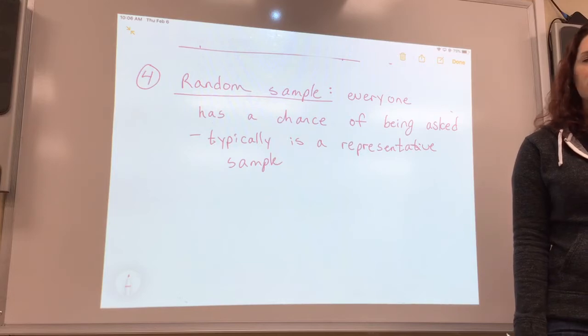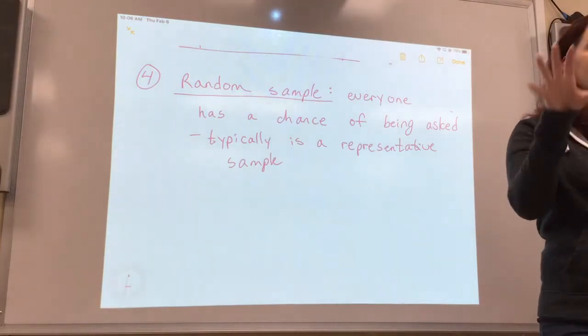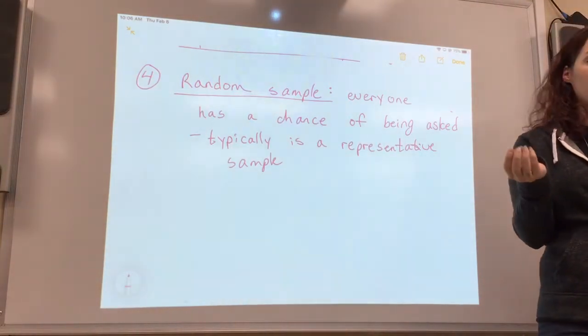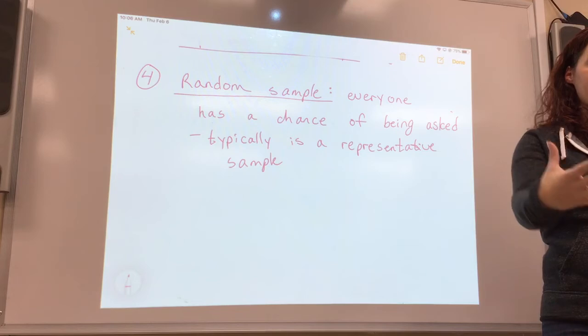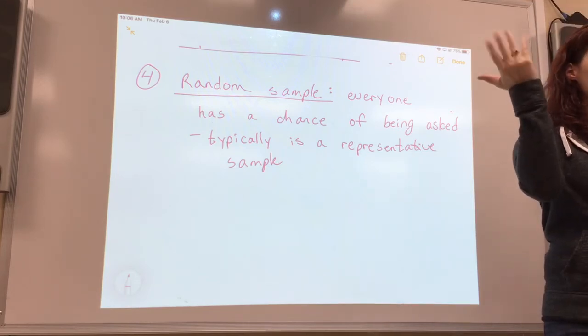Okay. Bailey? This might sound weird, but put everyone's name in a hat and then pull out three. Yeah, not more than three, but draw some. So being able to put everybody's name in a hat is actually a really good way of doing a random sample because everybody's name is in there. Everybody has a chance of being drawn out. So that's a pretty good one.